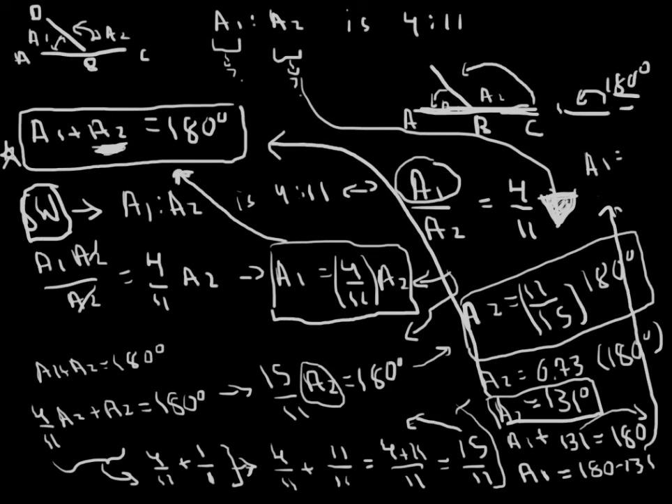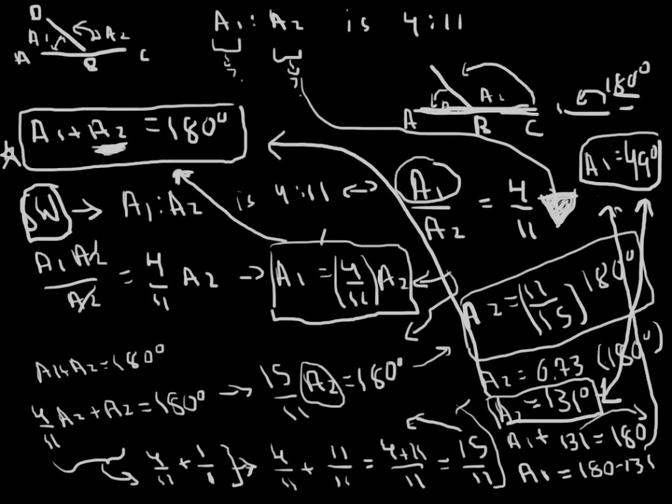Punch that in your calculator, and that gives you 49 degrees. Now you want to check that these two are correct. You just add them and see that they equal 180. 131 plus 49, and you're left with exactly 180 degrees.